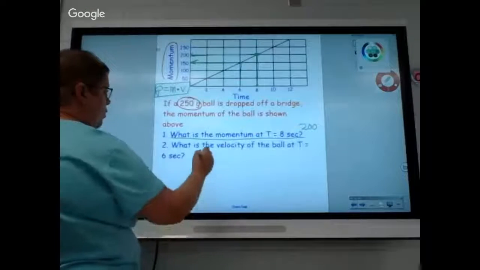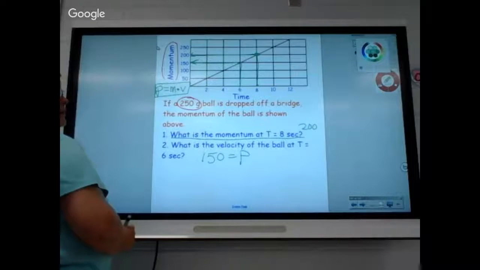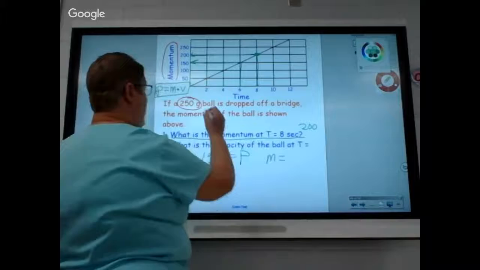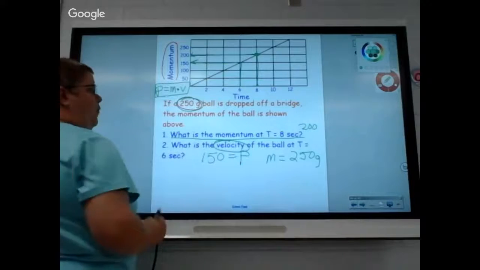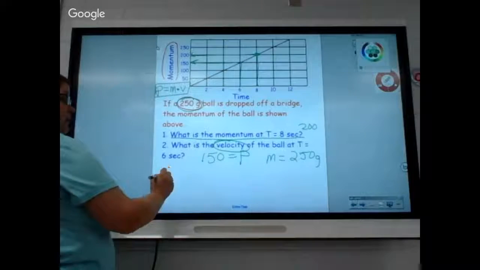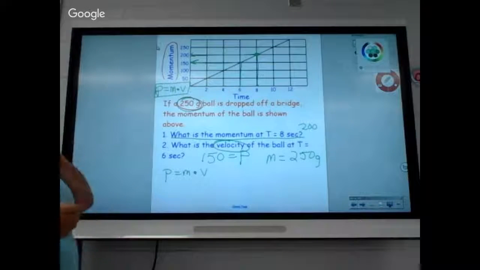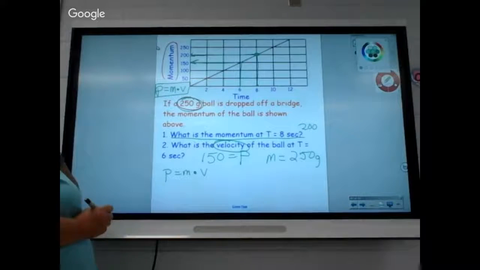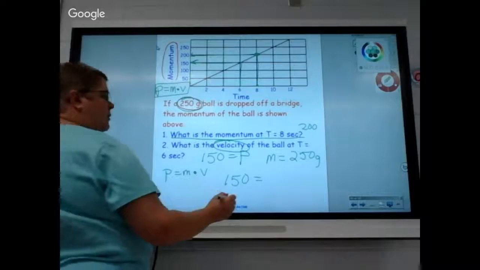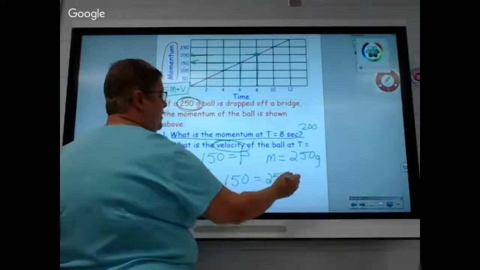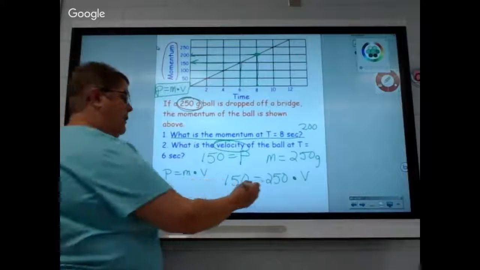So 150 is P. What did you just tell me the mass was? 250. And you want to find the velocity. So what formula did we just talk about today? P equals M times V. So what are we plugging in for P? 150. 150 equals, what's M? 250, times V. So what would you do to solve for V? You would divide by 250.